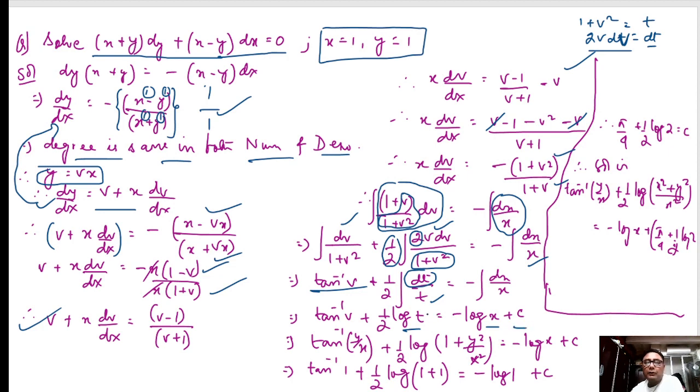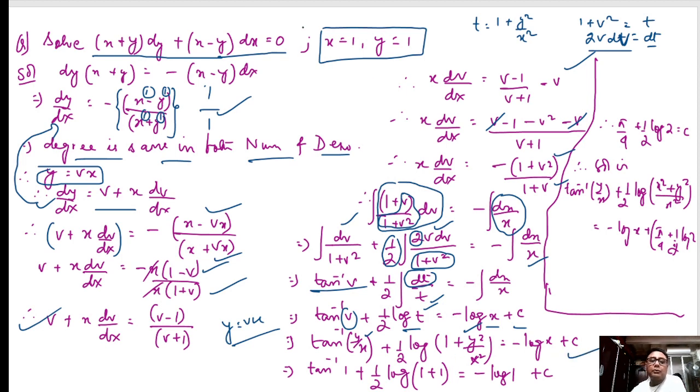Now replace the value of t. What was t? t was 1 plus v square, and this v was y by x, because y equals vx, so v will be y by x. And t, what is t? t will be 1 plus v square and v will be y by x. So I can write t is equal to 1 plus y square by x square. Here we are writing it, okay, minus log c plus c.